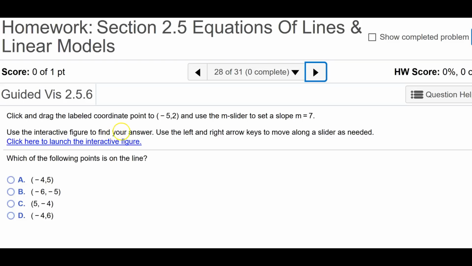Click and drag the labeled coordinate point to -5, 2, and use the M slider to set a slope m equals 7. Use the interactive figure to find your answer. Use the left and right arrow keys to move along a slider as needed. We'll click to launch the interactive figure.